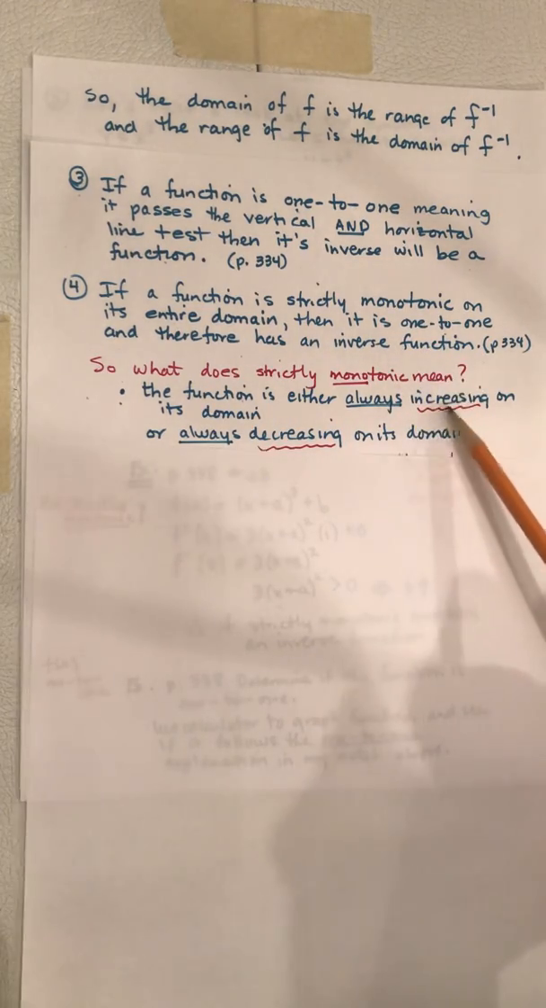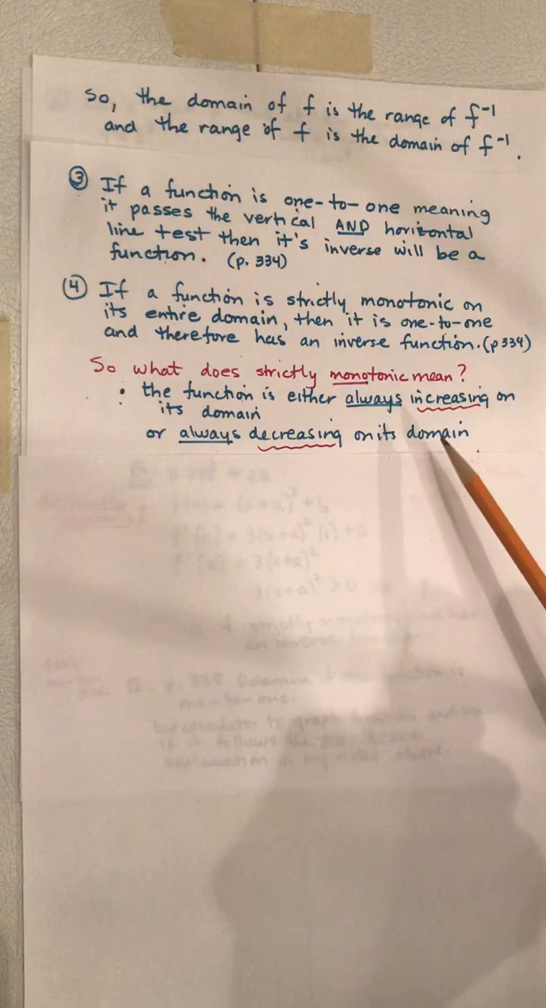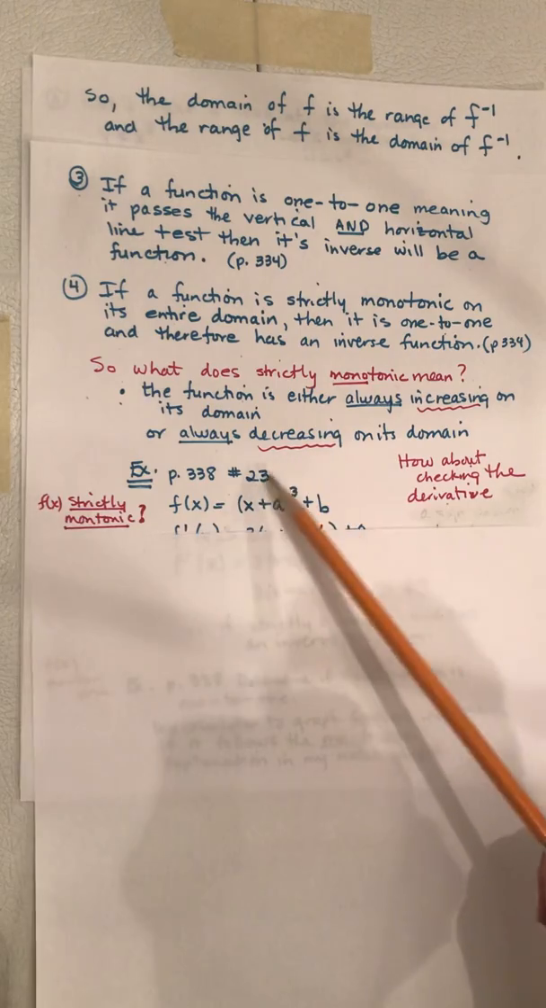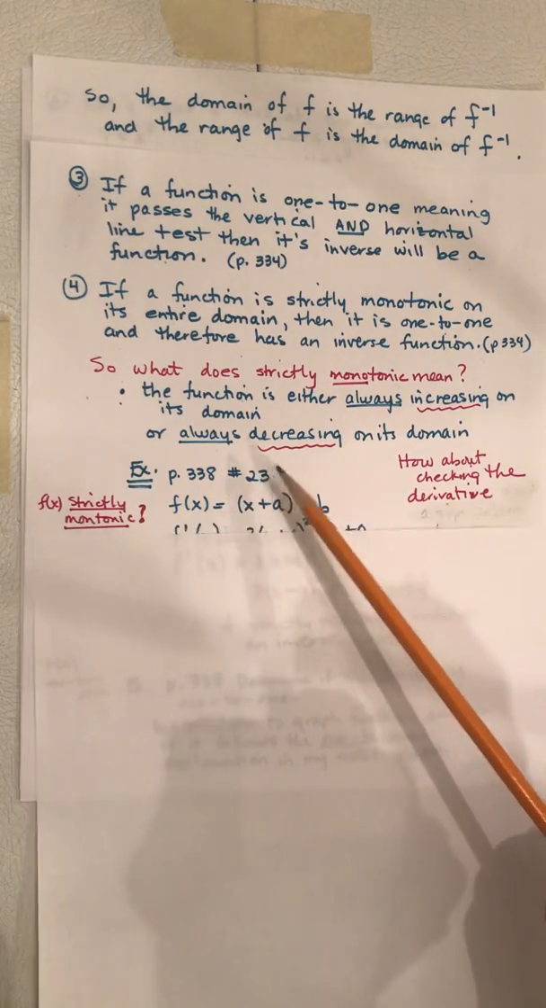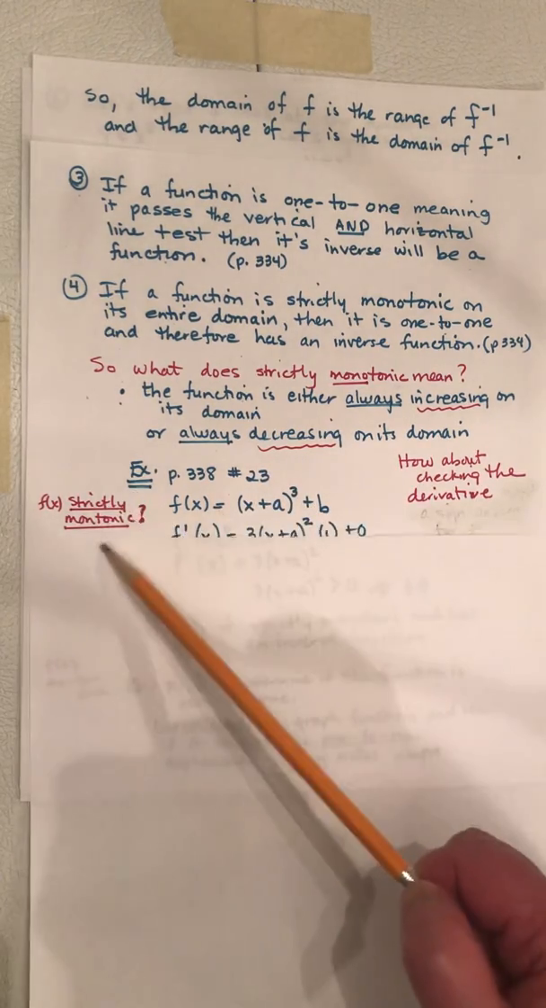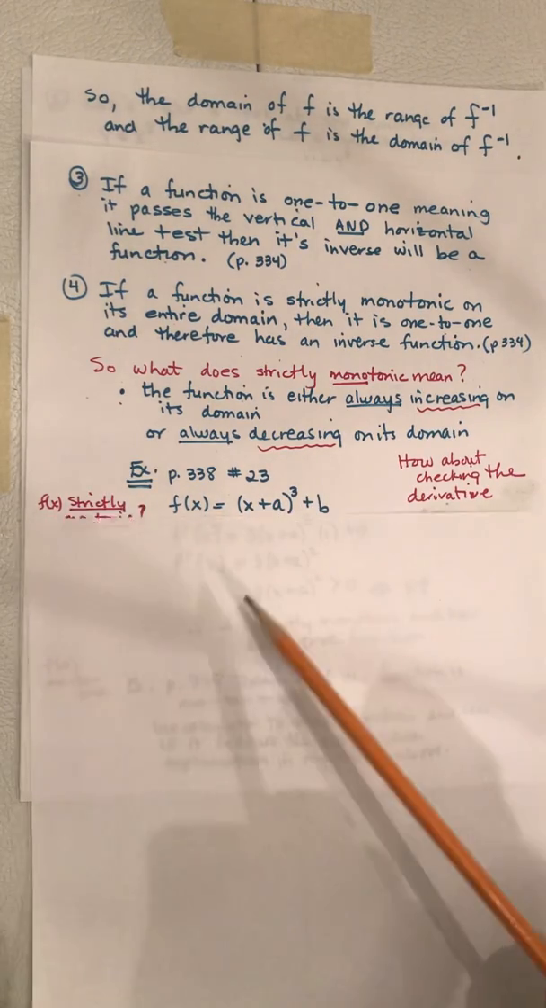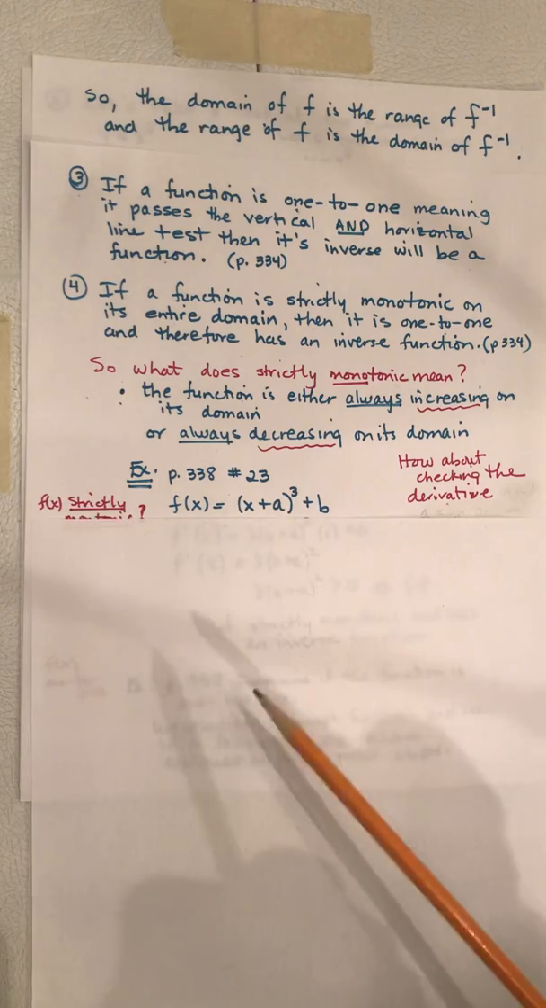All right, so how do we determine if it's monotonic? Well, if we want to know if something's increasing or decreasing, from way back when in our sign patterns, we take the derivative. We look at a sign pattern. Sometimes we don't even need the sign pattern, as you'll see in the next problem. So here's an example from page 338, number 23. It wants to know if the function given, (x plus a) cubed plus b, is strictly monotonic. So let's take the derivative.